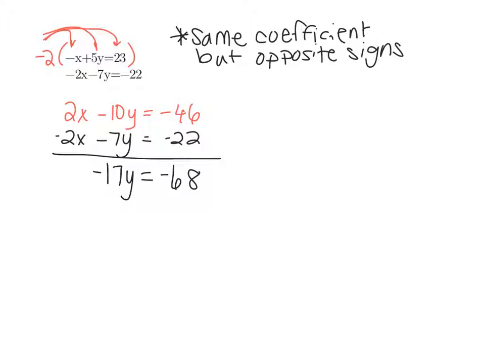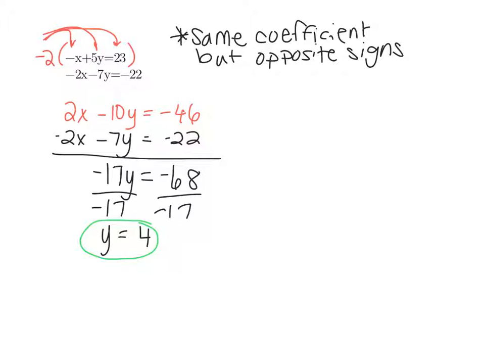Okay, so now I'm going to continue on with my process of solving, and you'll notice now I'm down to one equation and one variable, which is much easier to solve. So I'm going to solve this for y by dividing both sides by negative 17. And then we're going to get y equals 4, because negative 68 divided by negative 17 is 4. Okay, just like before, we're not done just because we know one of the variables is 4.